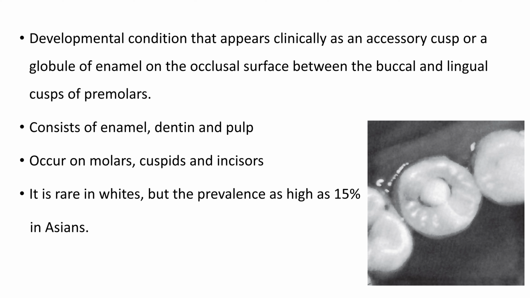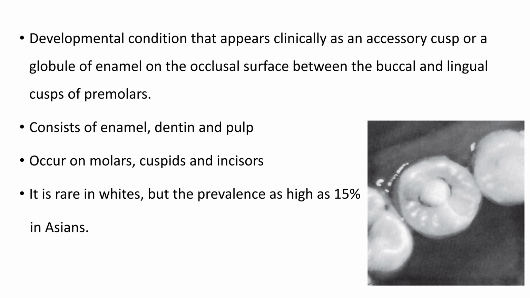Dens evaginatus is a developmental condition that appears clinically as an accessory cusp or a globule of enamel on the occlusal surface between the buccal and lingual cusps of premolars. In the picture you see a globule or cusp present between the buccal cusp and lingual cusp of a premolar. Dens evaginatus consists of enamel, dentine and pulp. It is present unilaterally or bilaterally.